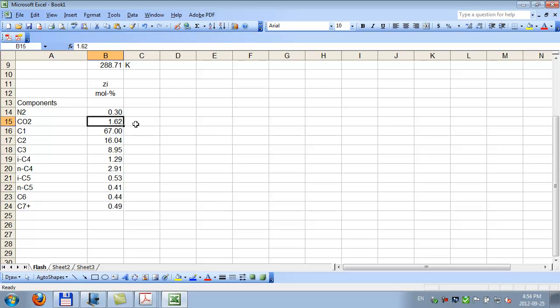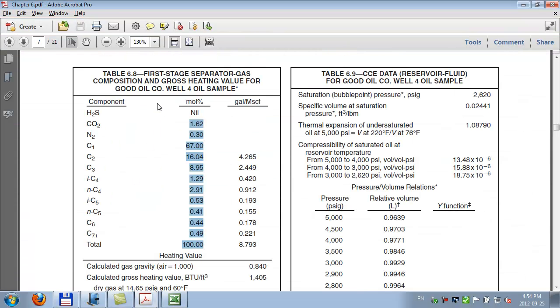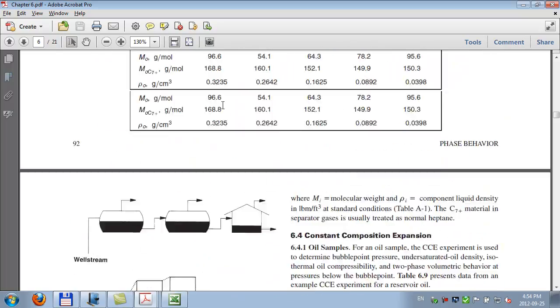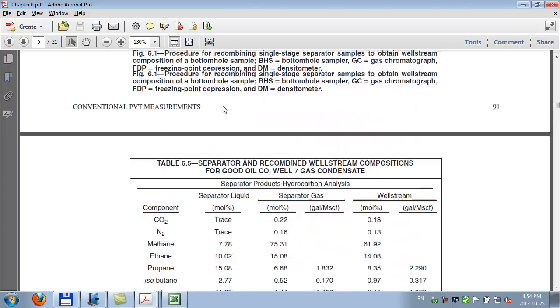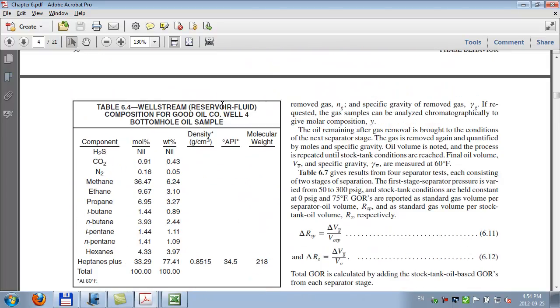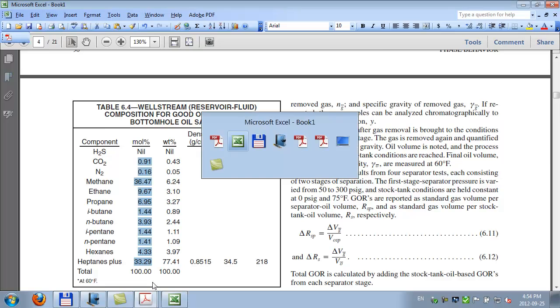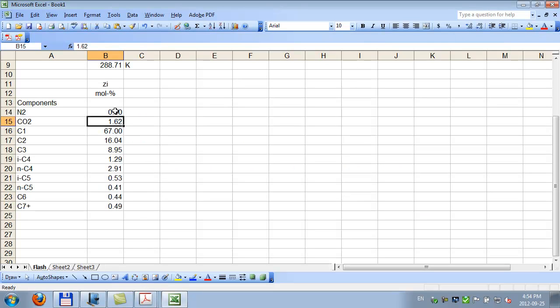Okay, that was my first mistake. And the other thing is that this is the first stage separator gas. Damn, that's the wrong table. It should have been 6.4. You guys are supposed to pick up on this. Okay, this is not my responsibility. It's yours. Okay, so we'll pull that in instead. Everything was wrong.